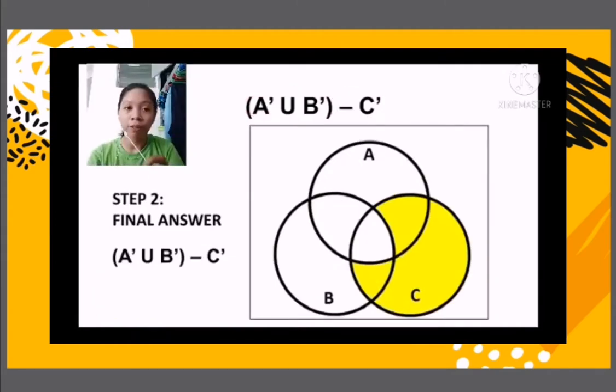We can observe with our final answer that only the intersection of A, C, and B, C, and C are shaded because, again, difference means the set of all elements that are in A complement union B complement but not in C complement.